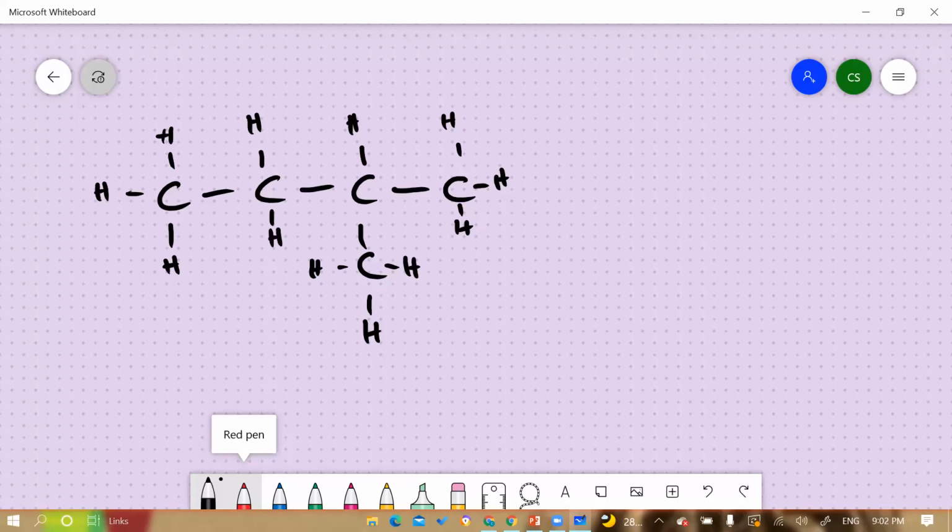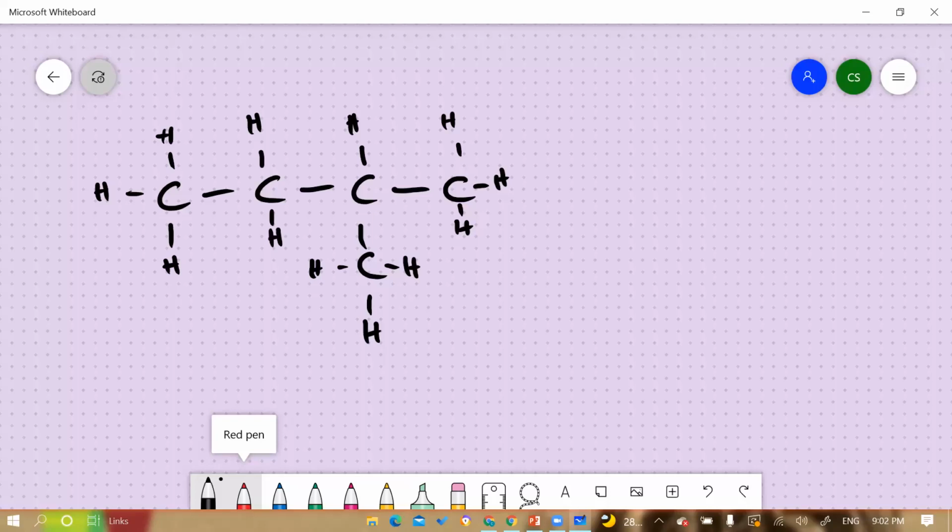Identify the longest chain first, then identify the homologous series. And then identify the branch, then put it all together. Remember, the number tells you the position of the branch. Do that over again, make sure you have it down on paper. Identify the longest chain first.